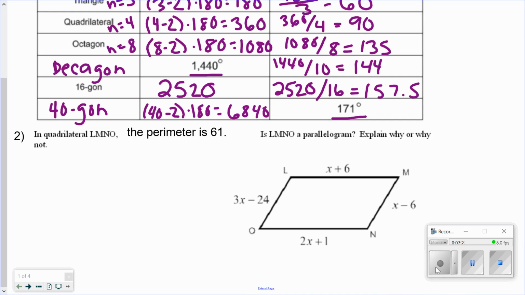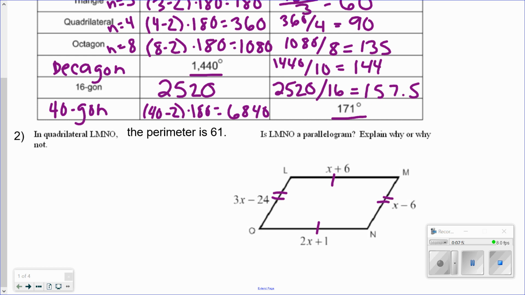All right, number 2. In quadrilateral LMNO, the perimeter is 61. Is LMNO a parallelogram? Explain why or why not. If we look at our diagram, we are given side lengths, and we know that opposite sides of a parallelogram are congruent. So this side and this side would be congruent, and this side and this side would be congruent. So let's set these equations equal to each other and solve for x.